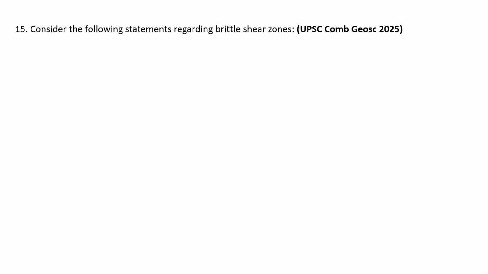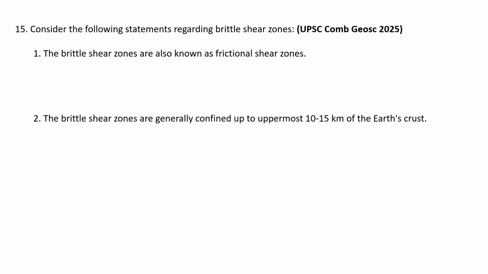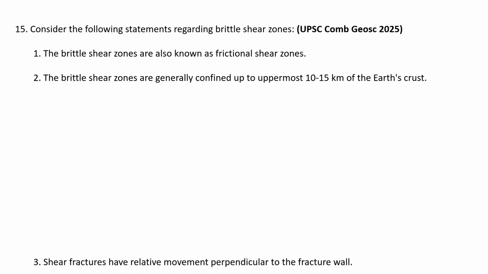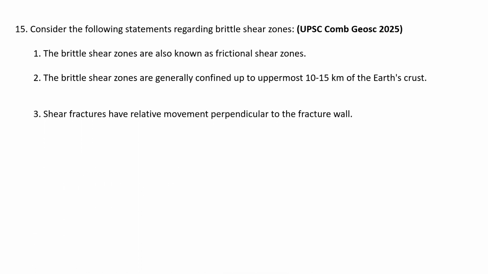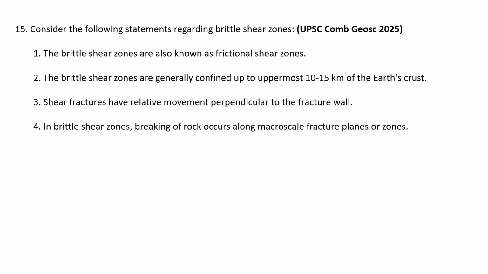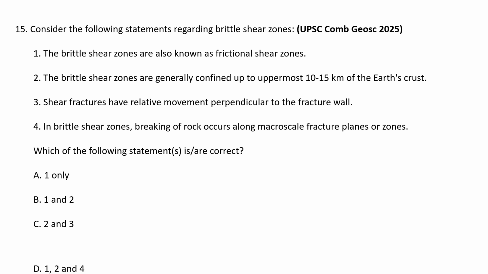Next question. Consider the following statements regarding brittle shear zones. 1. The brittle shear zones are also known as frictional shear zones. 2. The brittle shear zones are generally confined to the uppermost 10 to 15 kilometers of the Earth's crust. 3. Shear fractures have relative movement perpendicular to the fracture wall. And 4. In brittle shear zones, breaking of rock occurs along macroscale fracture planes or zones. Which of the statements are correct? A. 1 only. B. 1 and 2. C. 2 and 3. D. 1, 2 and 4.